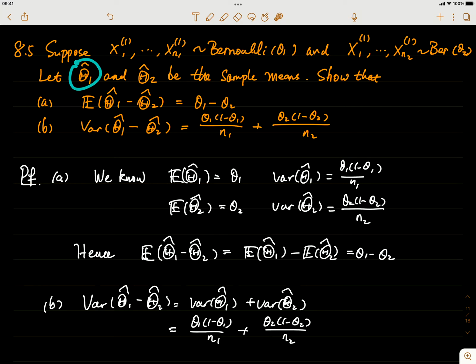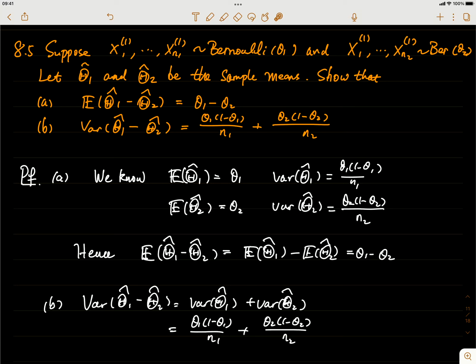That means theta 1 hat is just the average of this, and theta 2 hat is just the average of this. They're just sample means. As random variables, we want to show that the expectation of their difference is theta 1 minus theta 2, the difference of these two parameters, and the variance of their difference is equal to this.